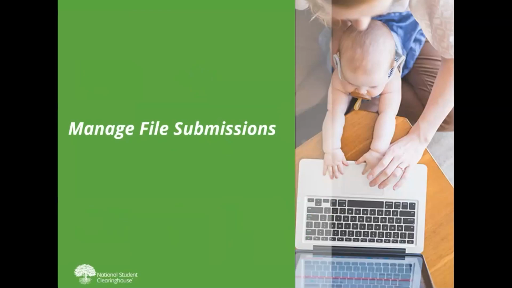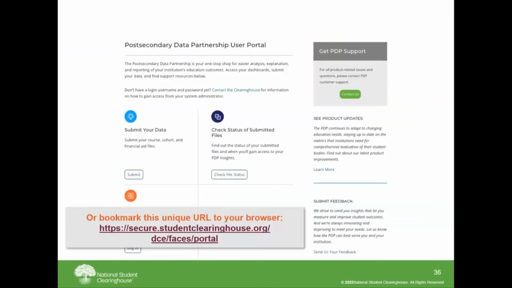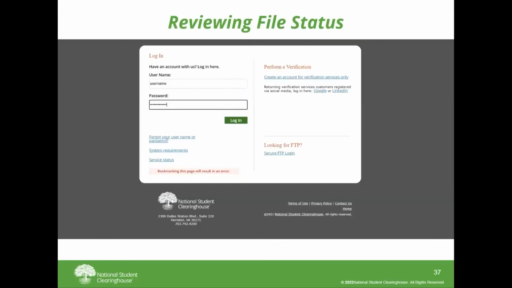Now it is time to log into the PDP application and review the status of your data submission. From the Clearinghouse website, go to the PDP application, click on Access Your Resources. To the right, select Check File Status. Or you may bookmark the unique URL link to your browser, which will take you directly to the PDP application. This is the application login page. You will use your web ID and password to log in.